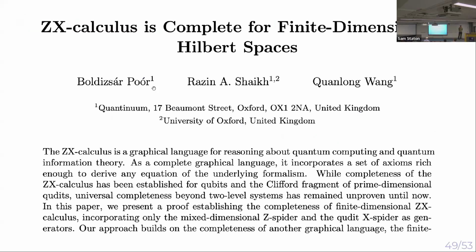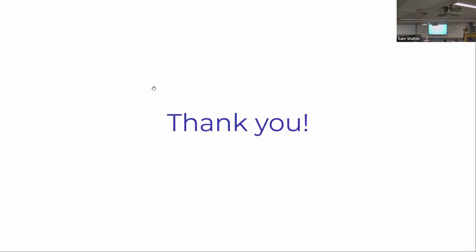And lastly, one thing we have been working on is showing that you can get a complete calculus for finite dimensional Hilbert spaces only by having Z and X, such that Z is also mixed dimensional. So it's the mixed dimensional Z spider. If you have these things, you also have a complete calculus for finite dimension. And with this, I thank you for your attention.